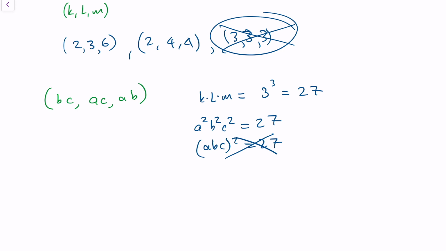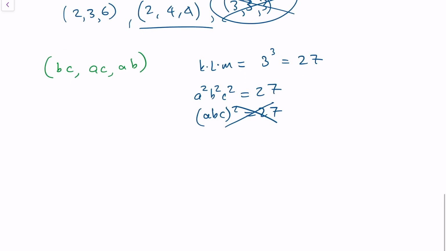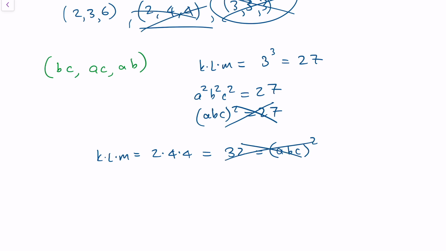Now the next, let's check this bracket here. So we have K times L times M is equal to 2 times 4 times 4, which is equal to 32. But again, that will equal ABC squared, and 32 is not a perfect square, so that doesn't work either. Now, let's check the next one. KLM is equal to 2 times 3 times 6, which is equal to 36, which is 6 squared, which is equal to ABC squared, okay? So this one works, right?